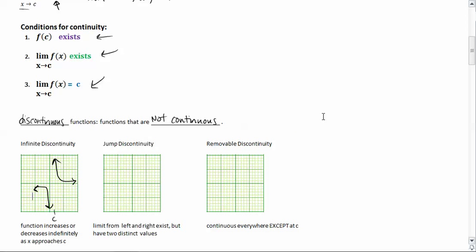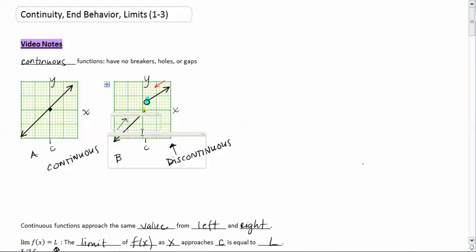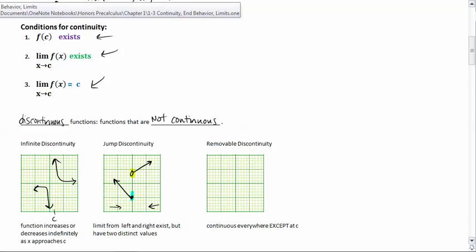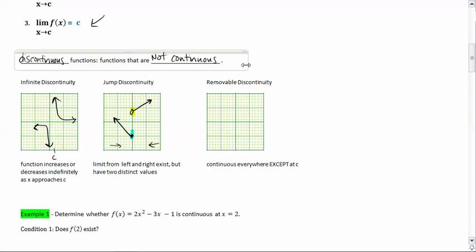We can also have jump discontinuity. So that looks more like this, which is, if you remember, what this first one looked like. Jump discontinuity is defined as the limits from left and right exist, but they have two distinct values. So if we approach from left to right, or from right to left, up here we get this value as our limit, down here we get this value. If they're not equal, then we say that's a jump discontinuity. They both exist, but they're not equal.